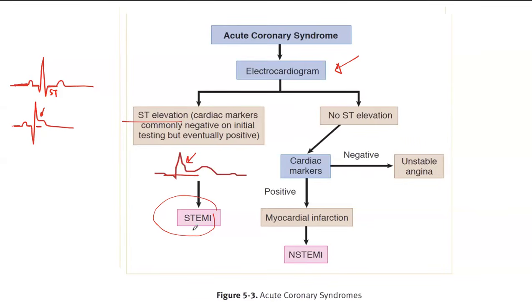Now, if there is ST elevation, it's ST elevated MI, but if there is no ST elevation, then it could be unstable angina or it could be non-ST elevated MI. How to differentiate between an unstable angina and non-ST elevated AMI? That is the time the cardiac marker, which is the cardiac troponin, will help you to differentiate between these two. Troponin will be elevated in non-ST elevated AMI, and if troponin remains normal, that will be unstable angina.